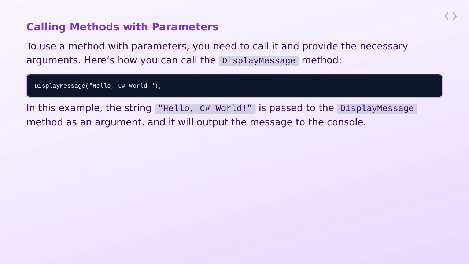To use a method with parameters, you need to call it and provide the necessary arguments. Here's how you can call the displayMessage method. See the example on this slide, pause if you want to study the details. In this example, the string "Hello, C# world" is passed to the displayMessage method as an argument, and it will output the message to the console.